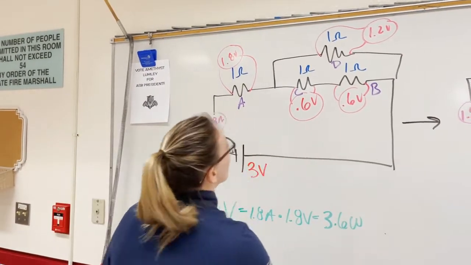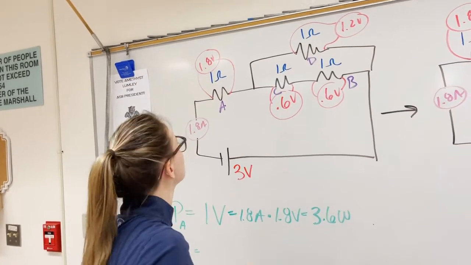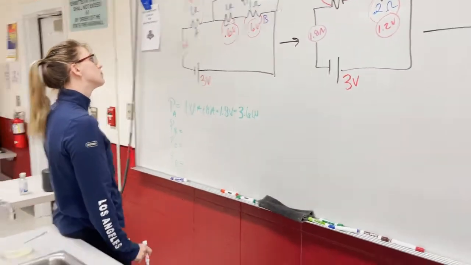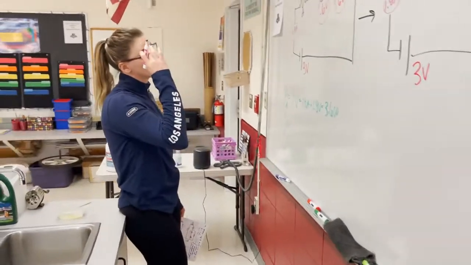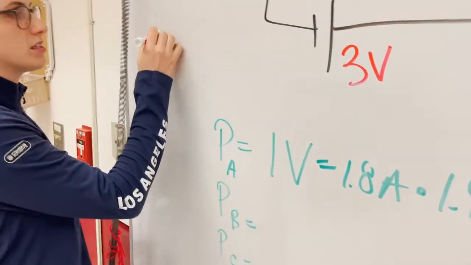So, let's just start with this one right here. If we've got the resistance and we've got the voltage, we could use Ohm's law. We could solve, let's see, P equals IV. We don't have the current. Let's walk through that with them.